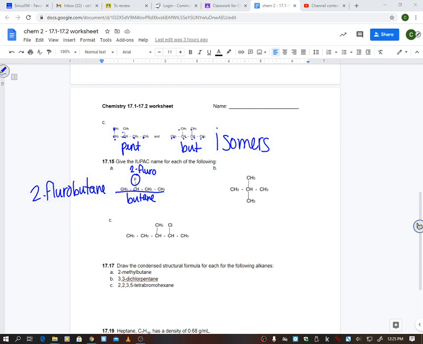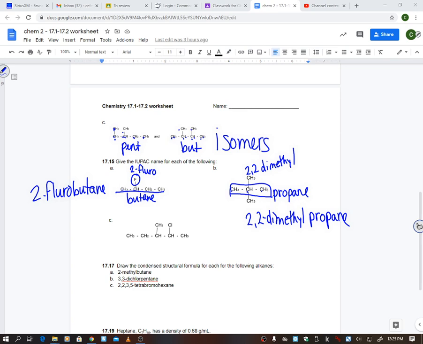Let's look at B now. I've got 1, 2, 3. So that is going to be propane. Now, no matter which way I count, if I go 1, 2, or if I go this way 1, 2, it's going to be the same. So it, no matter what, is 2,2-dimethyl. So I'm going to put it all together, and it is 2,2-dimethylpropane.